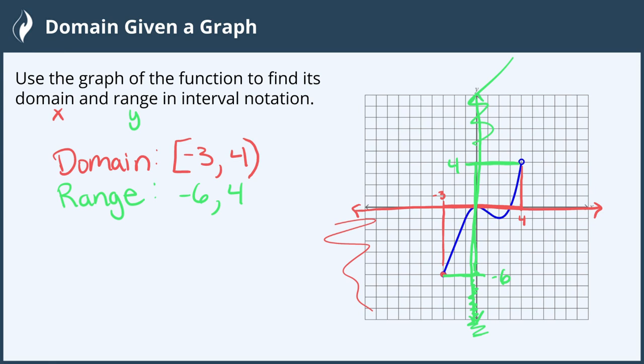Now at -6, there is a closed circle, so this means I'm including the -6. And when I get up to 4, 1, 2, 3, 4, this is an open circle, so again, we're going to use a parenthesis showing that we don't include that in the range. We have now written the domain and the range of this graph in interval notation.